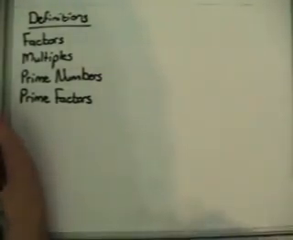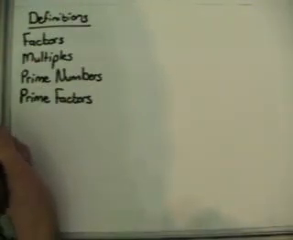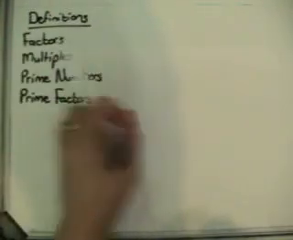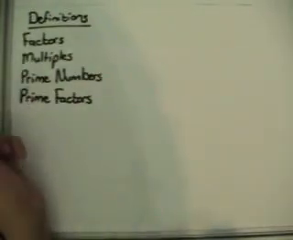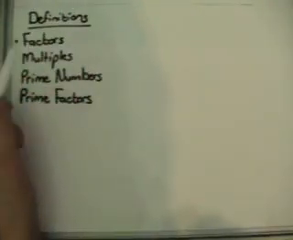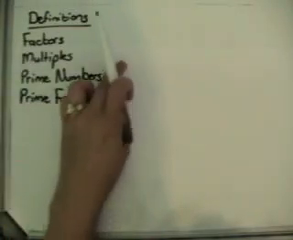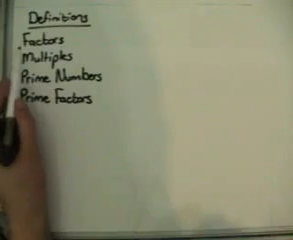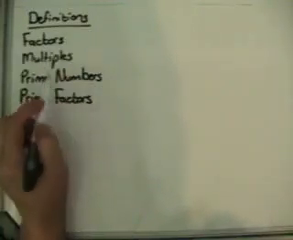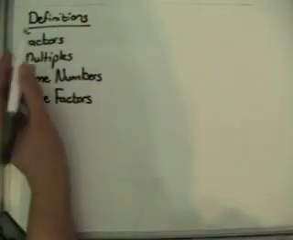Right, let's look at a few definitions that we use in mathematics. The first one is factors. Factors and multiples and prime numbers and prime factors are things that we learn in primary school already. But we do use them a lot in high school maths and still even up to matric. So it is worth your while to just know what these things are and be sure to know the definitions and know how to get these things.